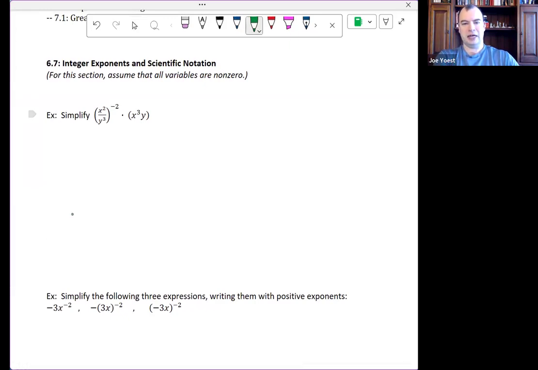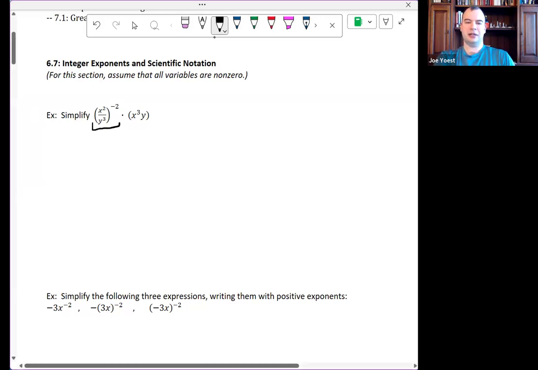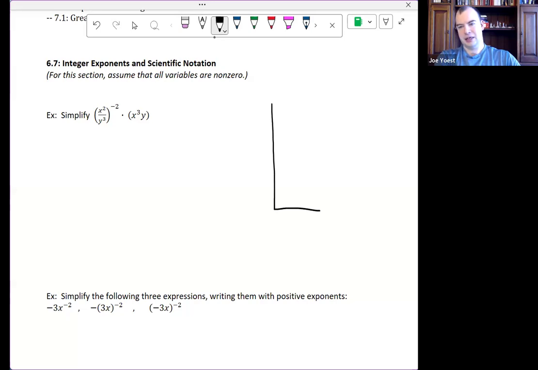So here we're looking to simplify (x squared over y cubed) all to the negative 2 power times x cubed y. And we have two factors here, and it's probably good to start with this first factor. It looks kind of complicated. Let's work with it and simplify it a little bit first. So maybe I'll come off to the side here and look at x squared over y cubed to the negative 2 power.